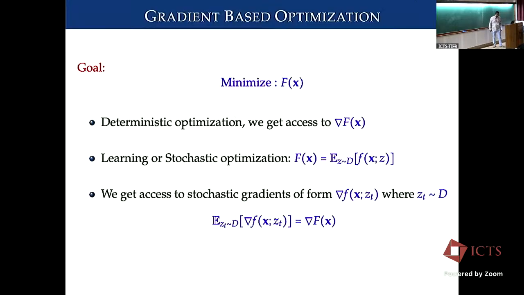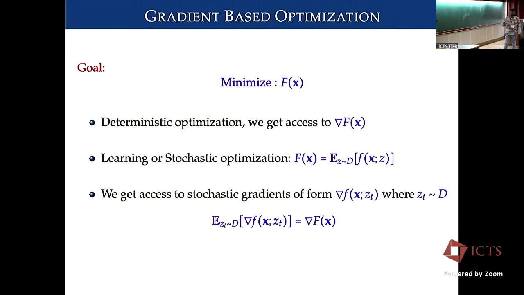Okay, so without further ado, I'm going to directly jump into the settings that we're going to look at. On the optimization side, our goal is to minimize this function f of x. In the deterministic optimization setting, we get access to the gradient of f of x, and the most common algorithm for this problem is gradient descent.